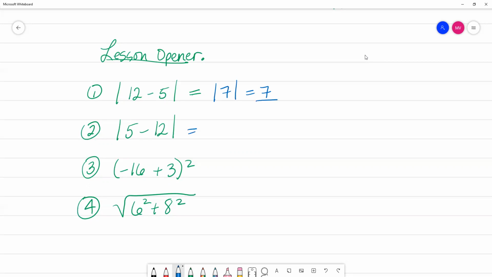And then look at 5 minus 12. So again, this is the absolute value of 5 minus 12, which is negative 7. However, because you are calculating absolute value, when you get rid of that grouping symbol, it becomes a positive.